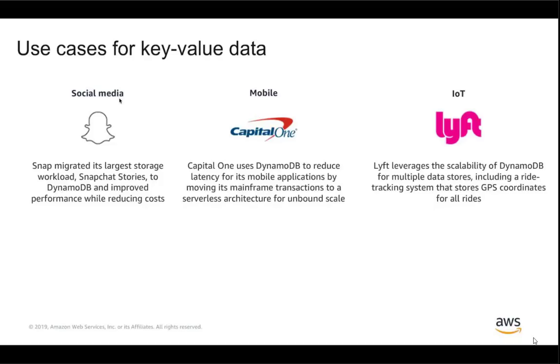Capital One uses it for mobile applications. Lyft is using DynamoDB for multiple data stores, including tracking GPS coordinates for their rides. Lyft doesn't always know when the next event is going to happen, when a game or a concert gets out, or an event occurs in which there's going to be a spike in traffic. Being able to store that in a key value store that can scale to meet those demands and spikes is really advantageous for those types of workloads.